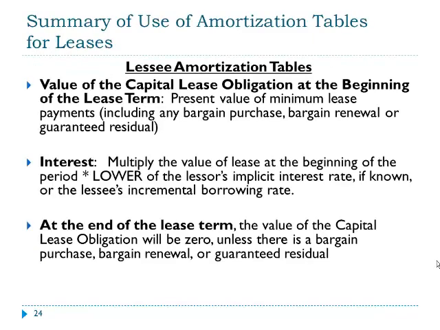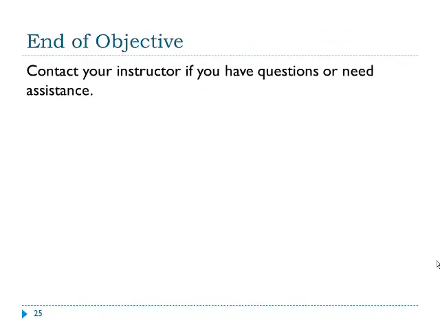We now have described leases, the events in a lease, and adapted the journal entries that we understand and the amortization tables that we've done before to leases.